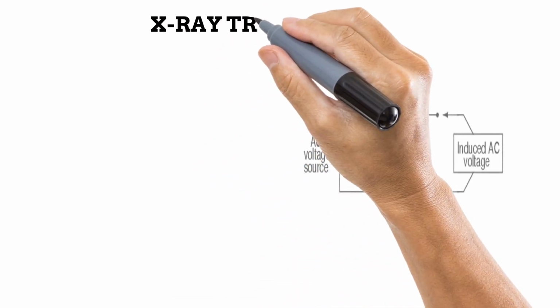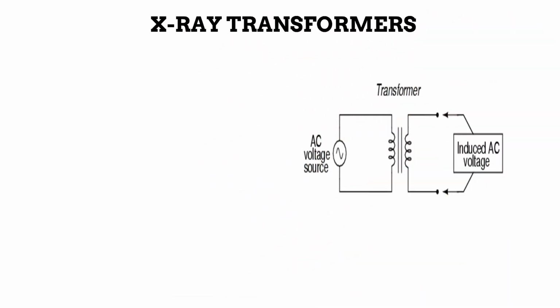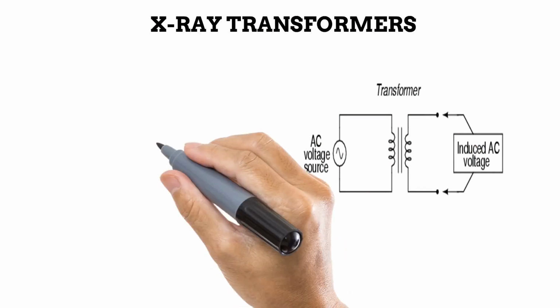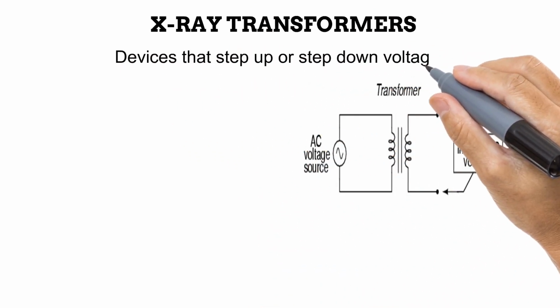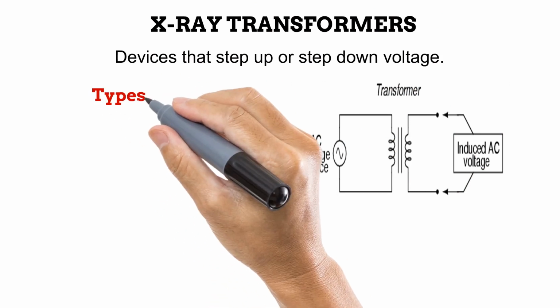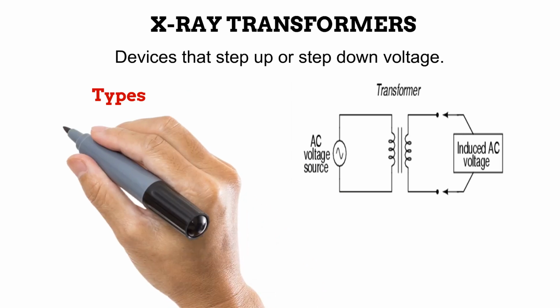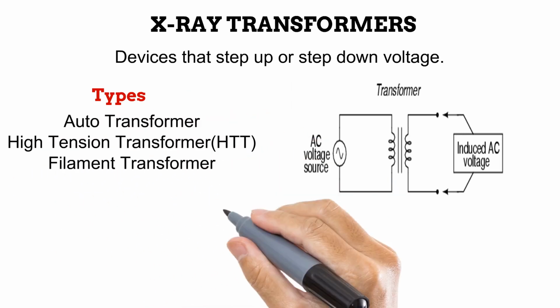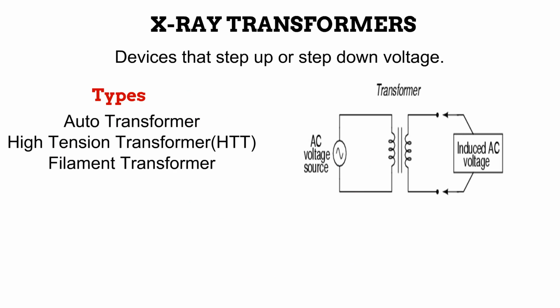The final component of the X-ray unit that we'd be looking at are the X-ray transformers. In the previous video, we learned that transformers are devices that step up or step down voltages. Let us look at how this applies to radiography. There are three common types of transformers in radiography: the autotransformer, the high-tension transformer and the filament transformer.